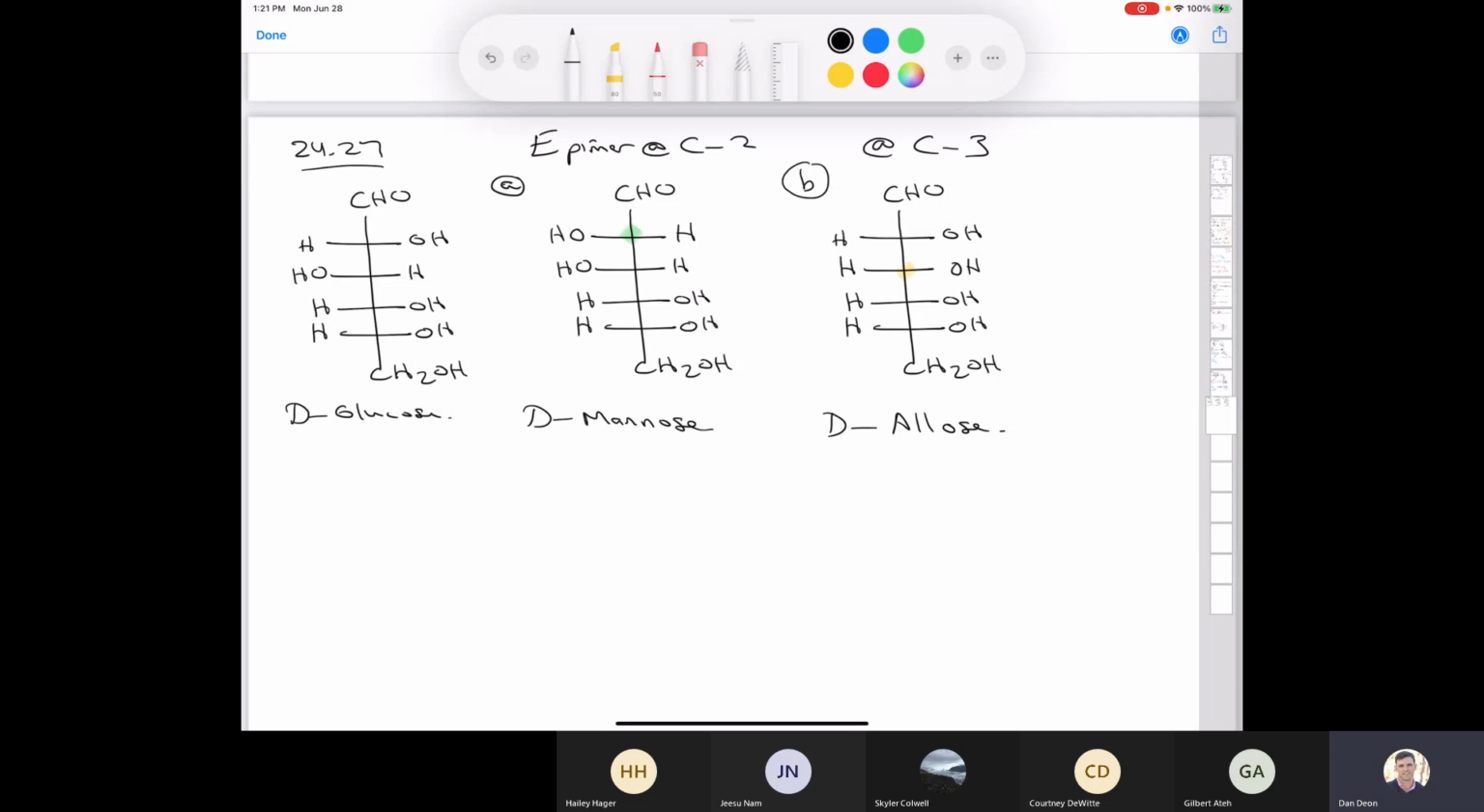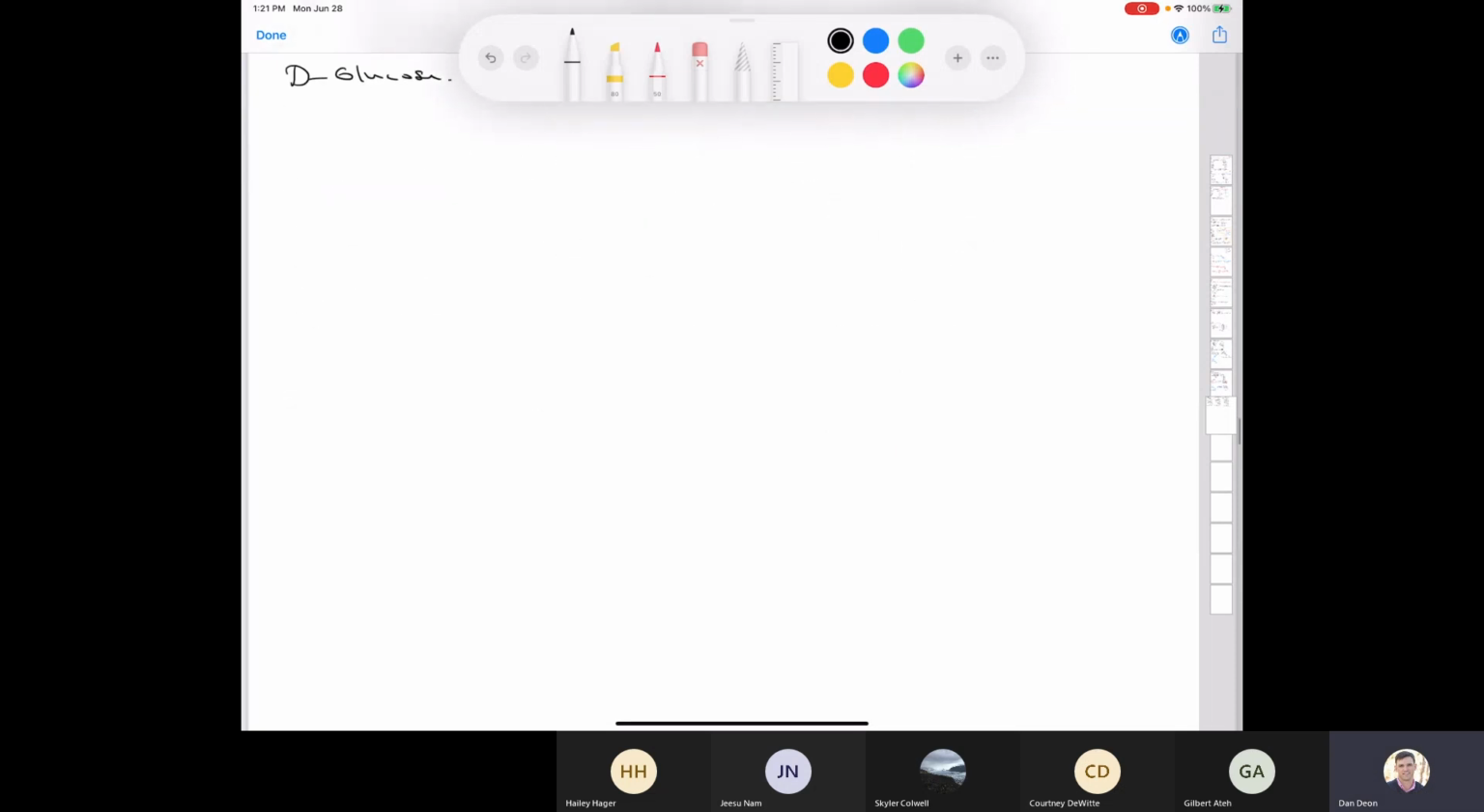Next question I wanted to try is 24.28. It's a funny question. It says, if you take D-idose or if you take D-talose, and you treat them with sodium borohydride, you end up with the same product. Explain why. So first, let's draw the structure of D-idose.